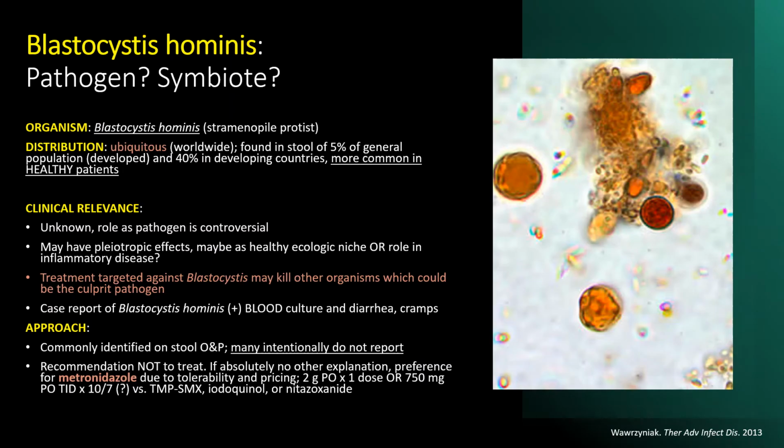Lastly, a controversial GI parasite is Blastocystis hominis, which is a stramenophile protist that is found ubiquitously worldwide in the stool of 5% of the general population in developed countries and 40% of the stool samples in developing countries. Interestingly, in these countries, it is more commonly found in the stool of healthy patients. Some reports have demonstrated compelling evidence of disease that resolved with killing of this organism, i.e. a case of Blastocystis parasitemia.